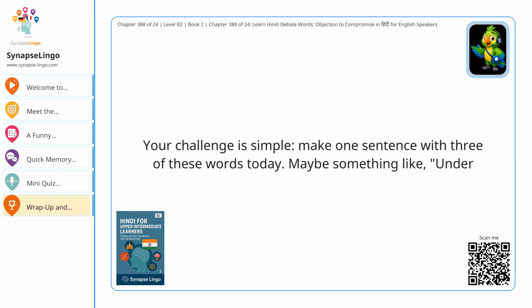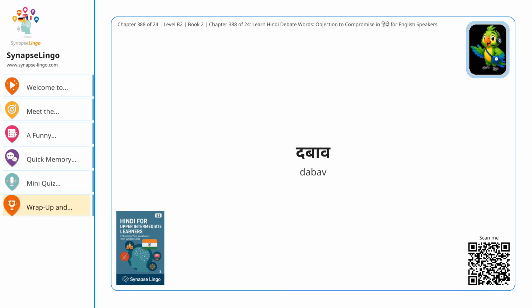Your challenge is simple. Make one sentence with 3 of these words today. Maybe something like, under दबाव, he accepted a समझौता after one small रियायत. Or go dramatic: I have an आपत्ति, and also a प्रतिवाद, and probably need tea as a प्रतिरोधक उपाय.